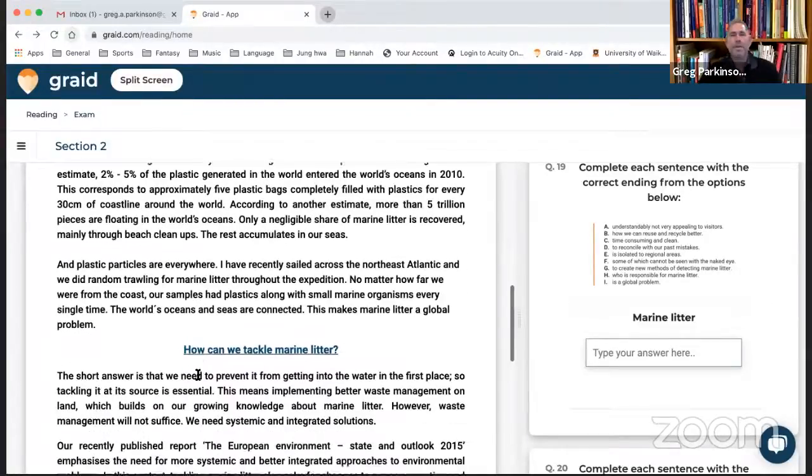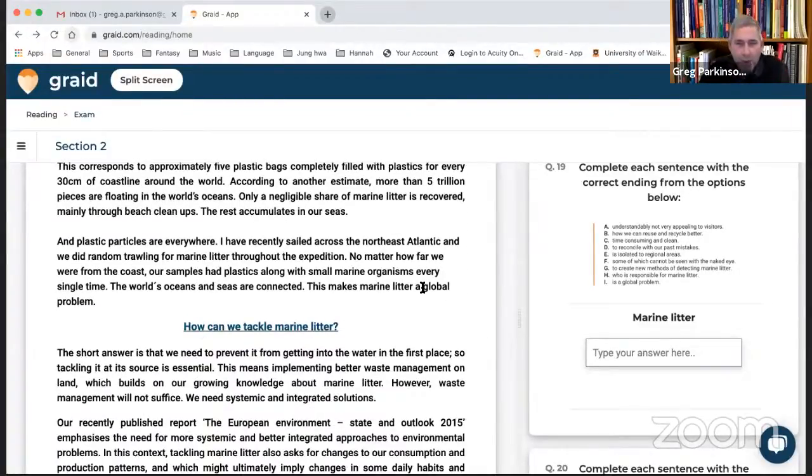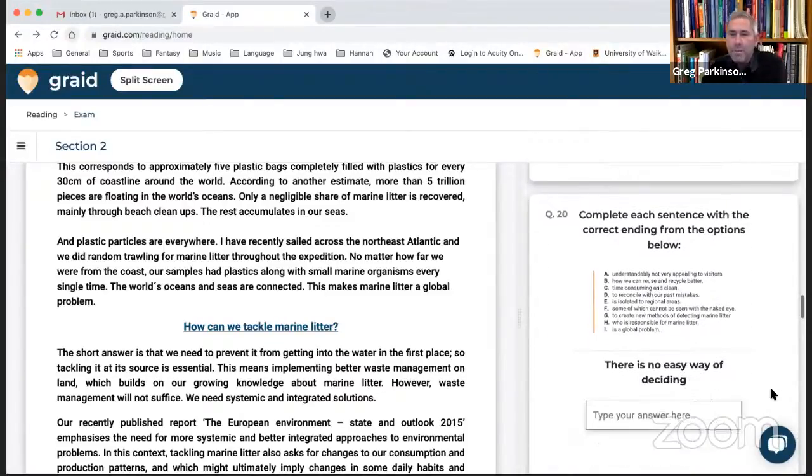Okay, and as we scan through, we can see global problem, which was easier to find than marine litter. Then when I read the whole sentence, it tells us this makes marine litter a global problem, right? So marine litter is a global problem. Full stop.